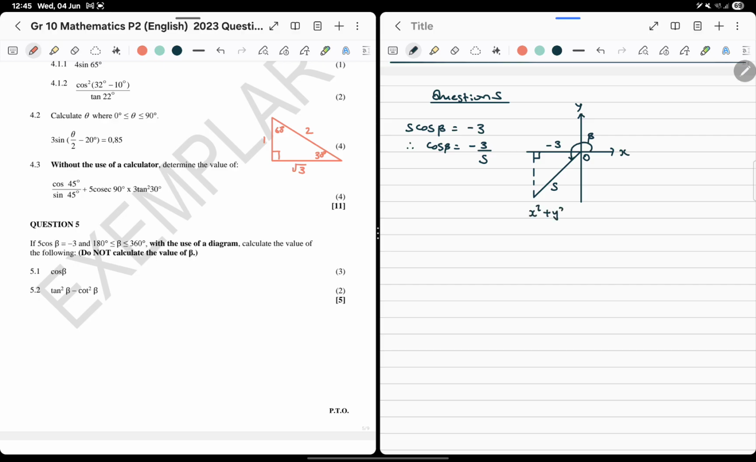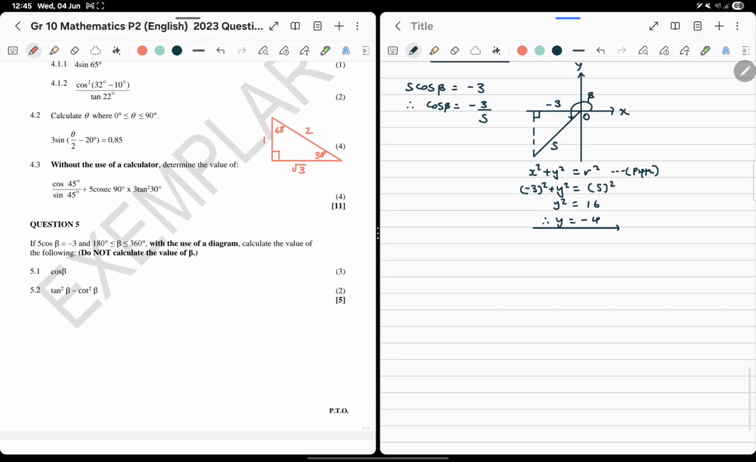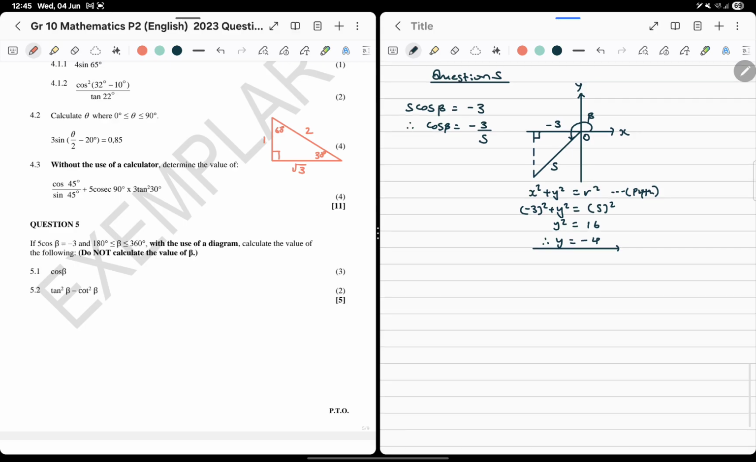Now we work out the y value. X squared plus y squared is equal to r squared. We got this from Pythagoras, so this is minus 3 squared plus y squared equals 5 squared. You know that y squared is going to be 25 minus 9, that's 16. Therefore y, we will choose the negative one because it's on the negative y-axis. Okay, so once this is done, we are ready to go.